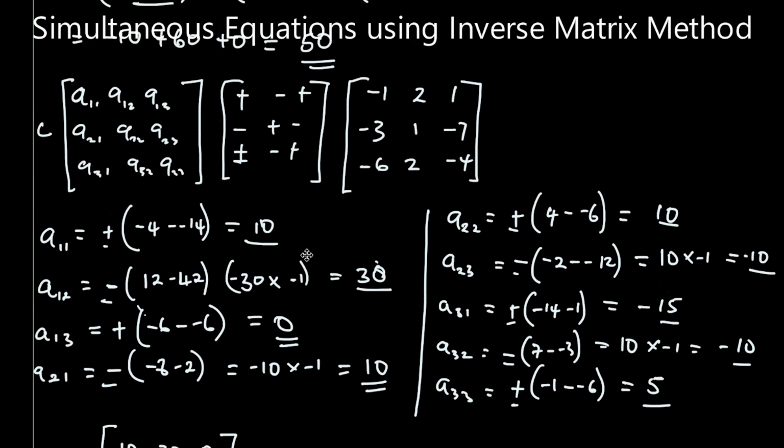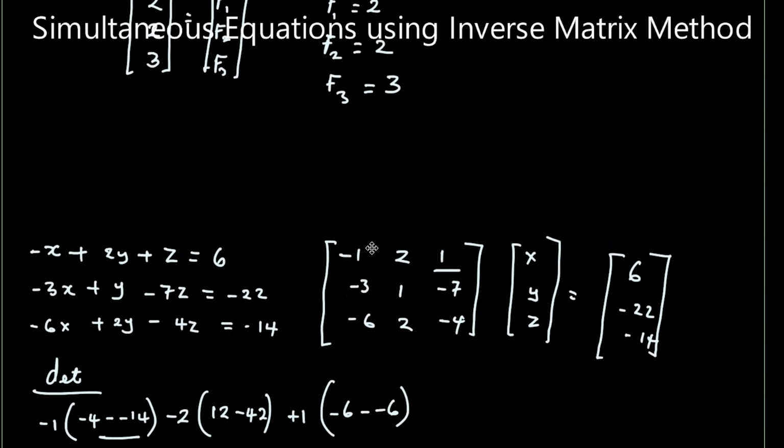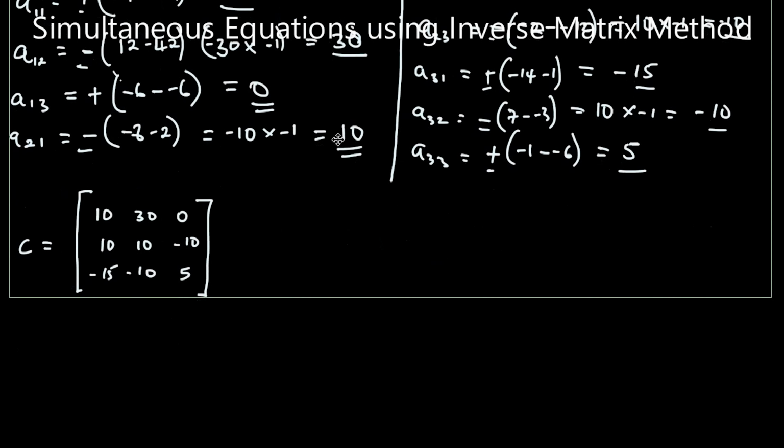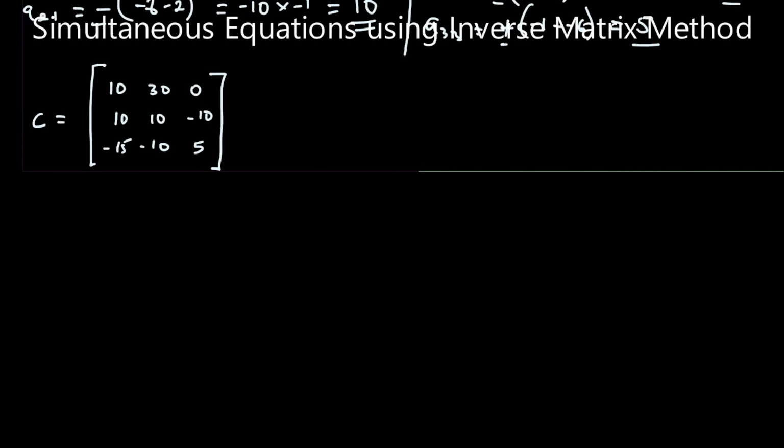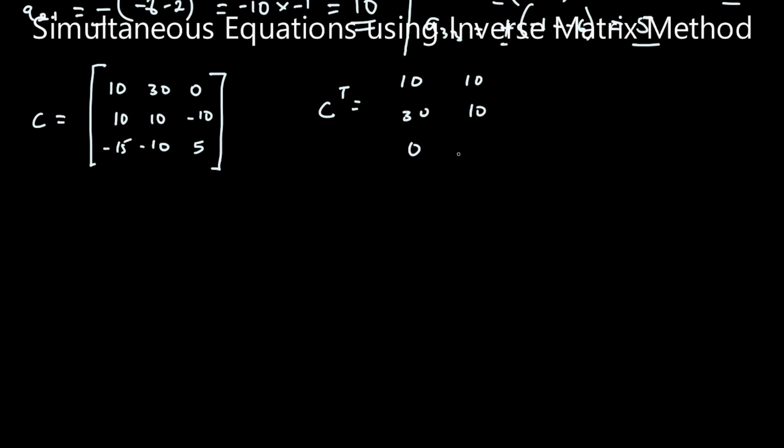Now, having gotten C, the next thing that we need to look for is the transpose of C. So C transpose, that is what we need to get next. So CT, we get the transpose of this, it will give us 10, 30, 0. We have 10, 10, minus 10. We have minus 15, minus 10, 5. This is our CT.